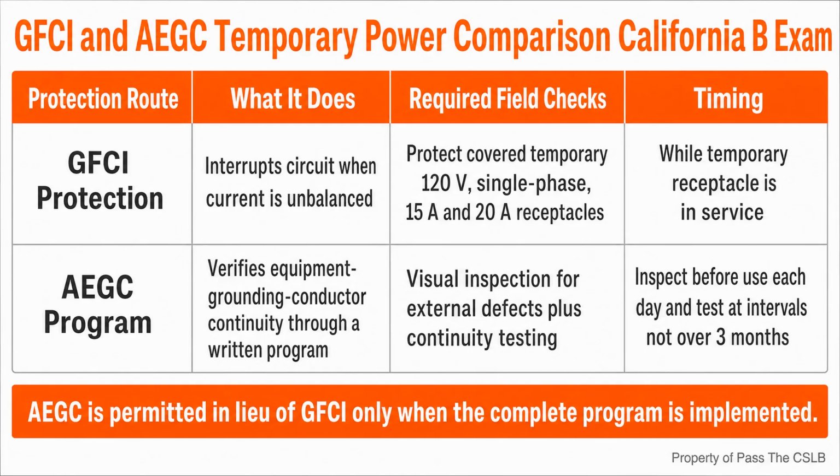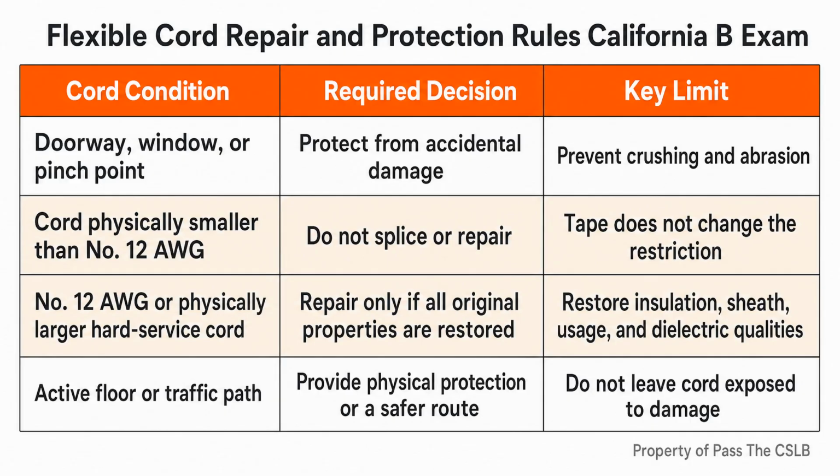The correct question is not, "Can I cover the copper?" The correct question is, does this permitted repair restore the cord to the characteristics required by the rule? For a cord smaller than number 12, the splice option is not available. The cord decision table on screen keeps the choices separate. Protect every cord from crushing, abrasion, and pinch points. Do not splice a cord smaller than number 12. For number 12 or a physically larger hard service cord, accept a repair only when the complete cord characteristics are restored. A tape-only wrap is not the standard.